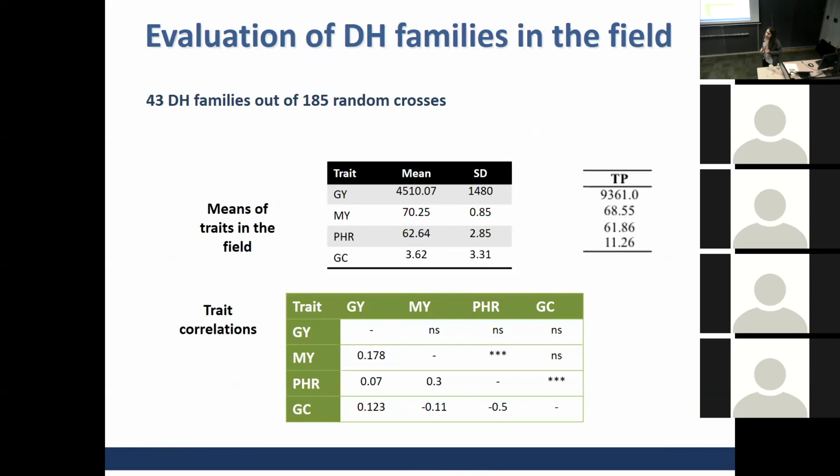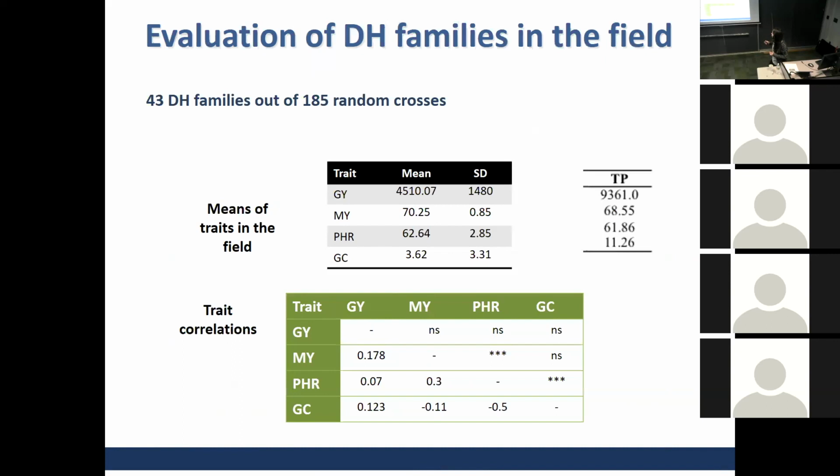The problem we had here was that these lines arrived too late to Uruguay. They arrived in December, so they were planted late, actually 3 months after the regular rice planting schedule. For this reason, we think that grain yield was so low. If we compare it here, these are the means for each trait in the training population as a reference. So yield was very low for these lines.